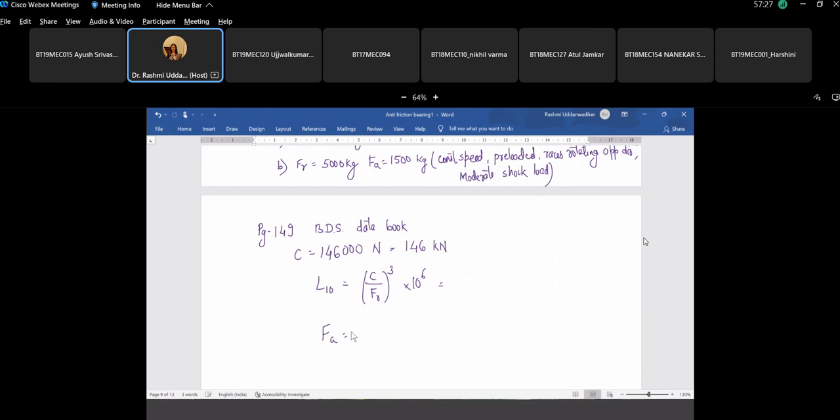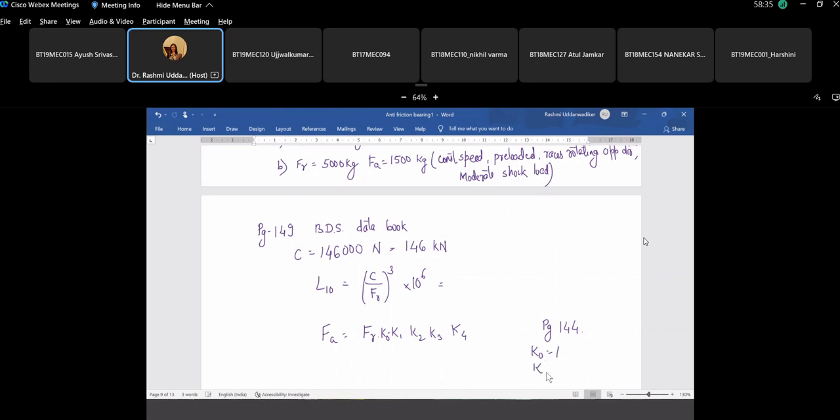For that, Fe is now Fr into the factors K1, K2, K3, K4. Refer page number 144. K0 is the oscillation factor, whether the speed is constant, or sinusoidal, or a non-constant rotational condition. So what is K0? Page number 144, various factors on the bearing load calculation. So now Fe is equal to Fr into all these factors, where K0 is the oscillation factor. For constant rotational speed, K0 is 1.